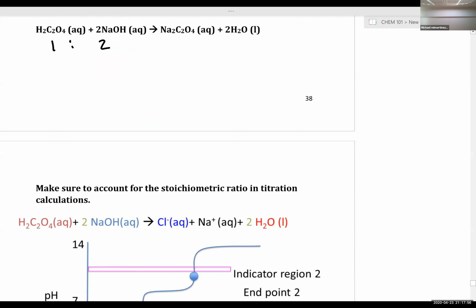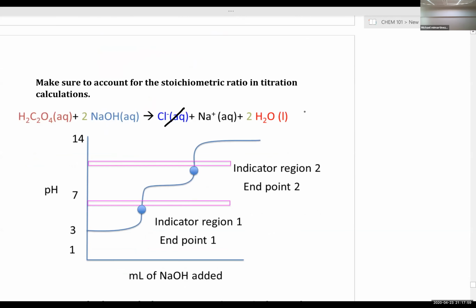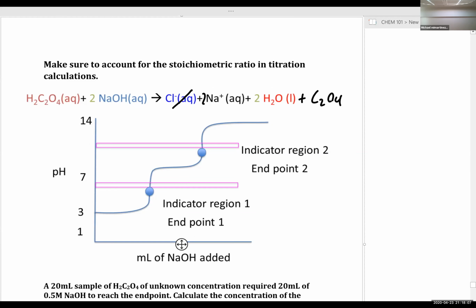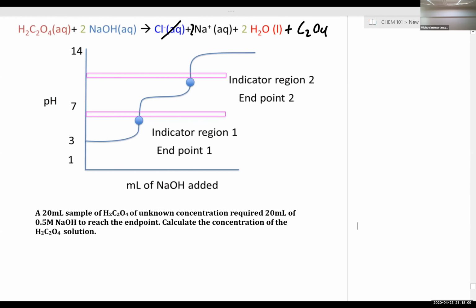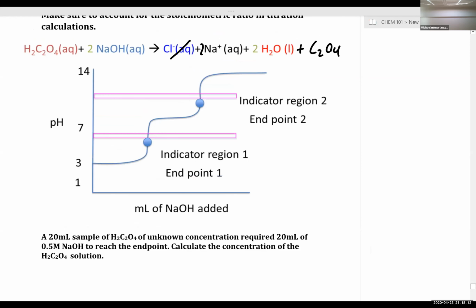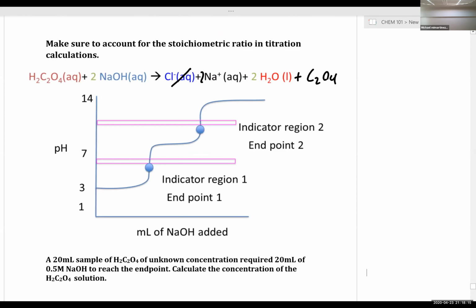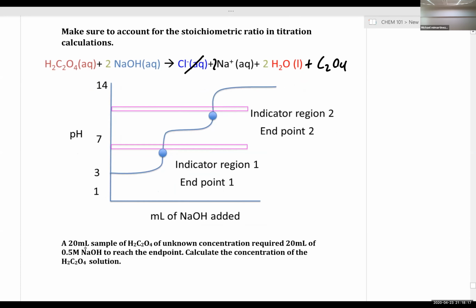So what's really important to keep in mind is that you account for the stoichiometric ratio in your calculations. So let's show an example problem where we titrate a polyprotic acid. Let's suppose we have a 20 milliliter sample of oxalic acid, and we needed 20 milliliters of NaOH to reach the endpoint. And we're asked to calculate the concentration of the oxalic acid solution.